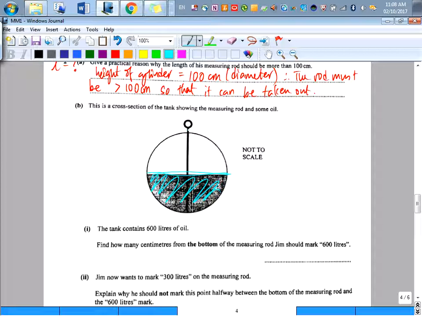So your rod, which is currently more than 100 centimeters, from the bottom up this distance to mark out the 600 liters will be half times the diameter, 100 cm, which is 50 cm.